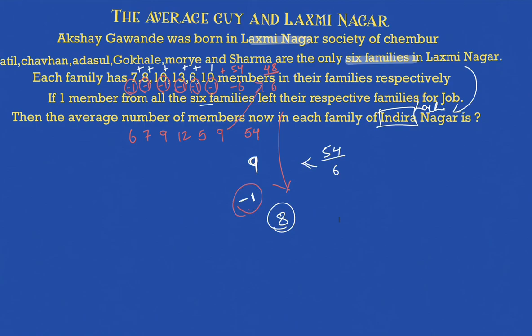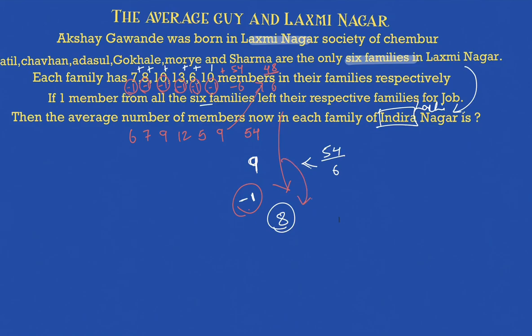9 minus 1. Because if one member is leaving each family, I will take out 1 from each family and I'll take out 1 from my average as well. Okay, because that is the overall effect it is going to have on the average. If you are reducing 1 member from each family, the average will reduce by 1. So now the new average will be 8.